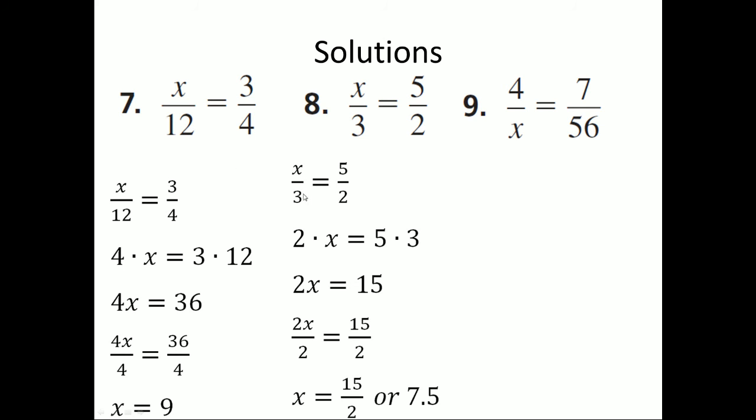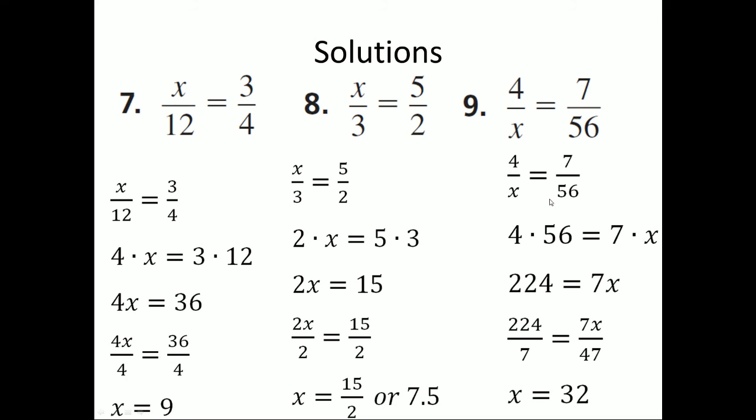Next, x over 3 is equal to 5 over 2. Cross multiply, so 2 times x. Right hand side 5 times 3. 2 times x is 2x. Right hand side 5 times 3 is 15. Divide 2 to both sides. Alright, you get x on the left. On the right hand side, you get 15 divided by 2. What's another way of thinking about it? Alright, you can't really simplify this. In decimal form, it's 7.5.